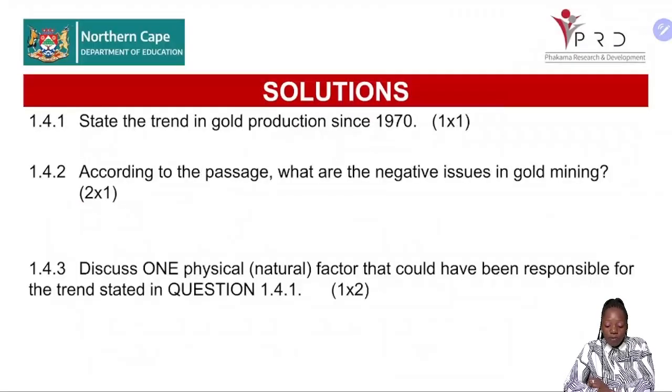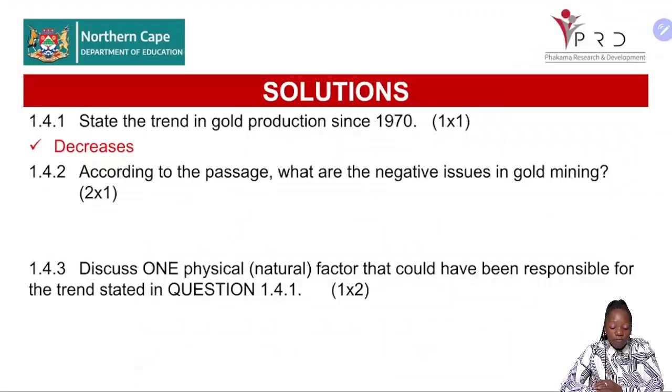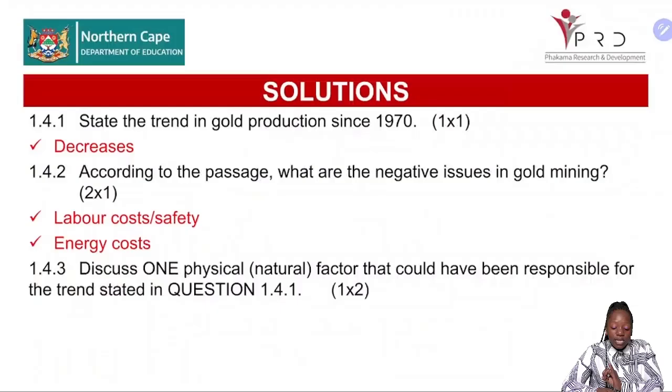Right, grade 12, looking at our first question, you state the trend in the gold production. So the trend there, as you can see, is decreasing looking at the graph. Then secondly, according to the passage, what are the negative issues? So there is a labor cost as well as the safety, and there is the energy cost. So those are the negative issues on gold mining. It's 1 mark and 1 mark.